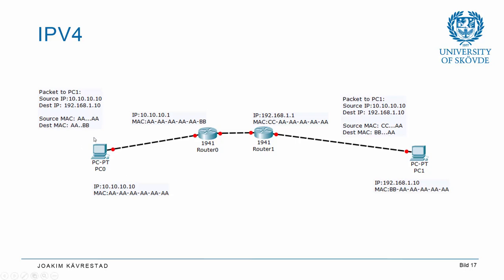So for this package to reach PC1, it will have to go to router 0. So router 0 is the destination on the local network, right? And therefore the destination MAC address in this case is the MAC address of router 0. So all A's but ending with BB. A very, very short and brief example that we will talk more about later.